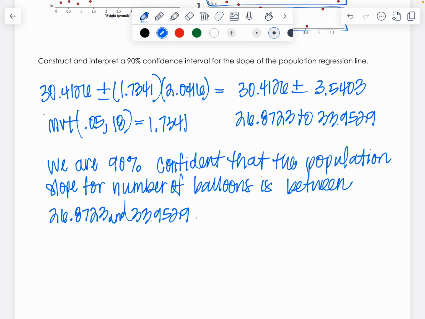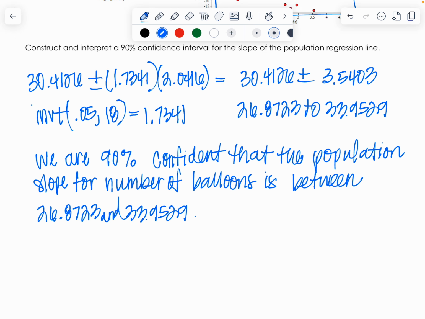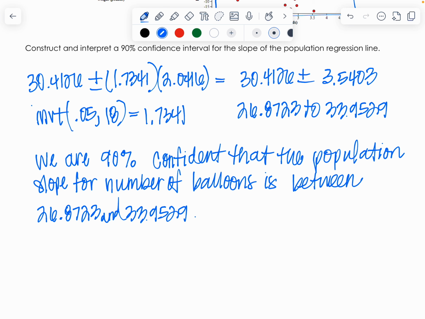Okay. All right, so go ahead and work on the exit ticket. Make sure you're checking the key to ensure your understanding. But hopefully this is a pretty easy follow the formula, plug numbers in, and interpret.